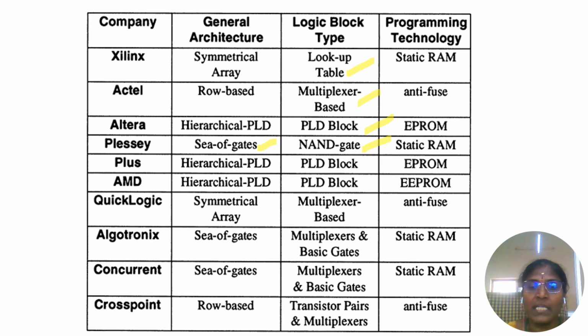Then the programming technology is nothing but making the connections between logic blocks and the resources, input, output. For that, static RAM, anti-fuse, and EEPROM are the three programming technologies used to program and make the connections between logic blocks and the resources.